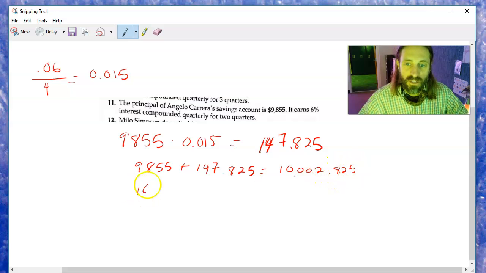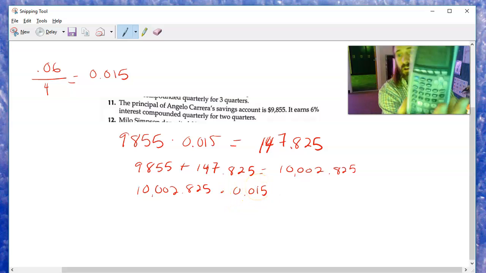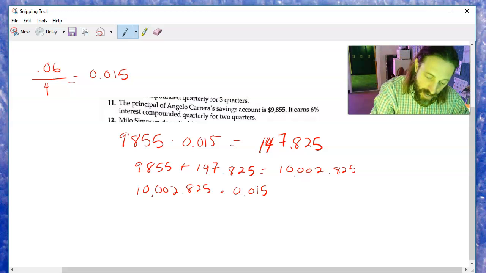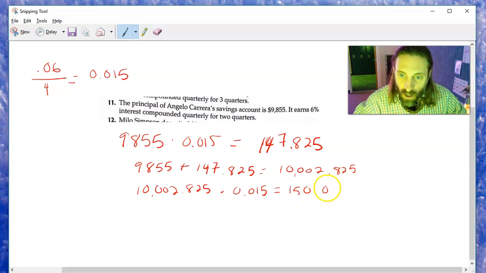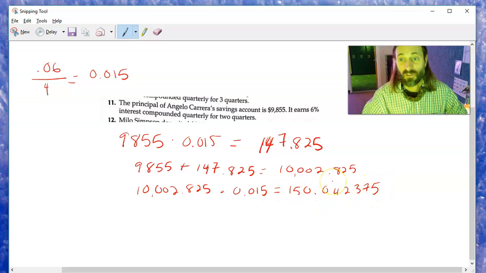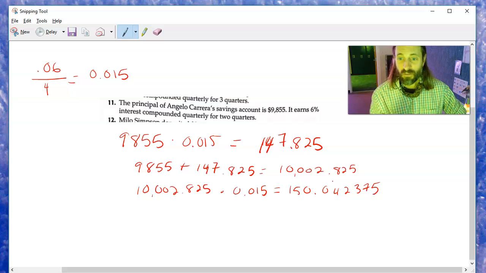And then I'll take that number, 10,002.825, and multiply it by another quarter of interest, 0.015. And again, I'm doing all this on my calculator. I can just hit times 0.015, and that's 150.0423, and it keeps going on, 7, 5, like that. Now again, it can be very difficult to write all these numbers out, and that's not the point. Leaving it on your calculator, who's got the memory to write all those numbers out, is fine.